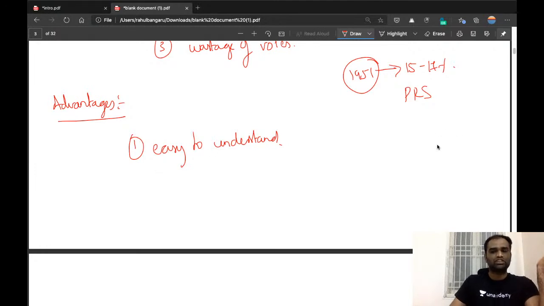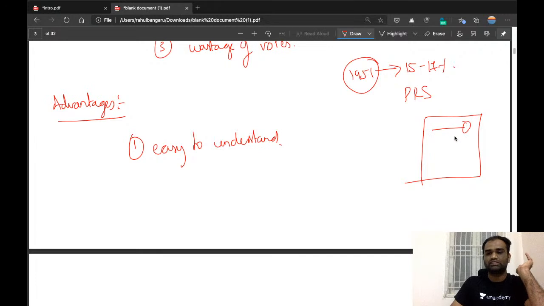So what happens in the first past the post system? There will be a ballot paper or EVM machine. In this EVM machine, the candidate name as well as the political party symbol is displayed. You go to the voting booth and just cast your vote. You just click the button. It is as simple as that. It is very easy to understand.